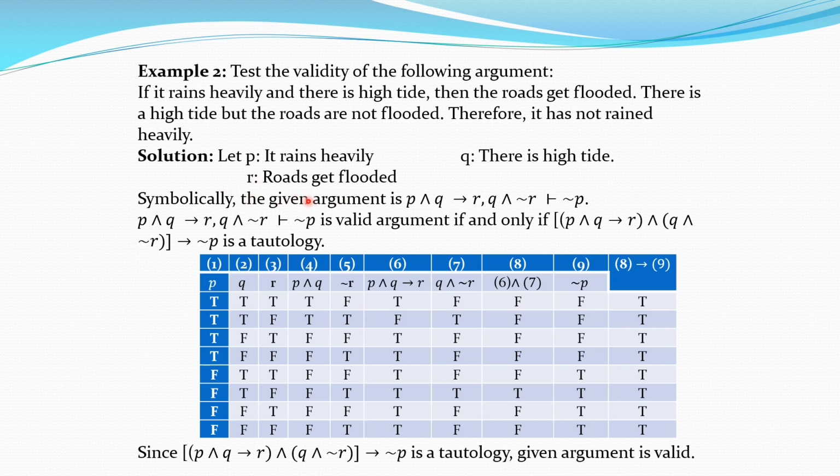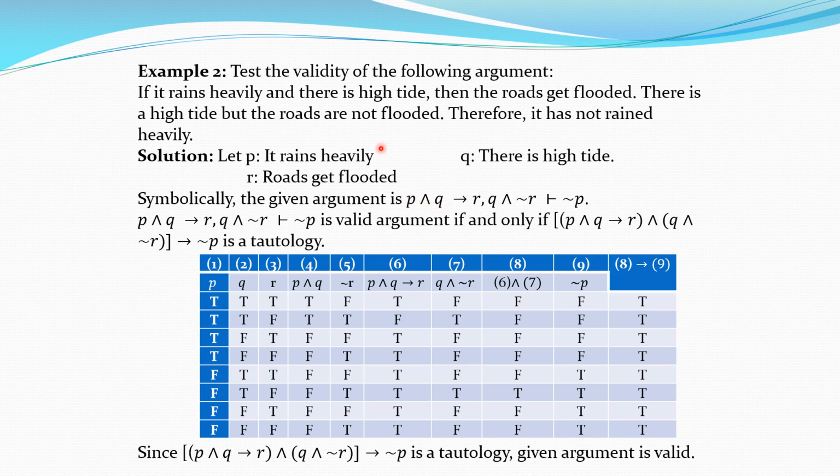Now, how to write symbolically? If it rains heavily and there is high tide, then the roads get flooded. Now this is P, this is Q, this is R, and this is implication. So here P and Q, and it implies R. So first is P and Q implies R. There is a high tide, but the roads are not flooded. So there is a high tide means Q, but is same as and. So Q and not flooded, so it is negation of R. So the second statement can be written as Q and negation R.